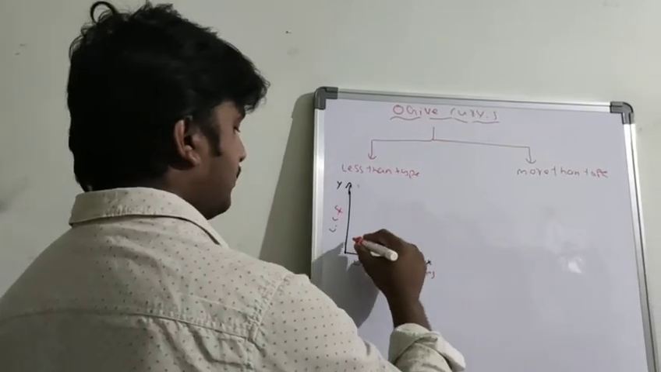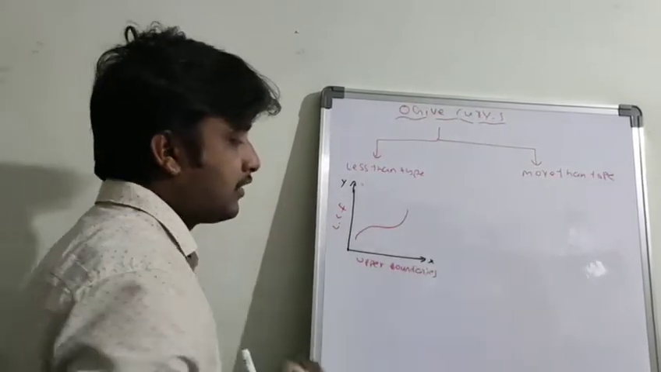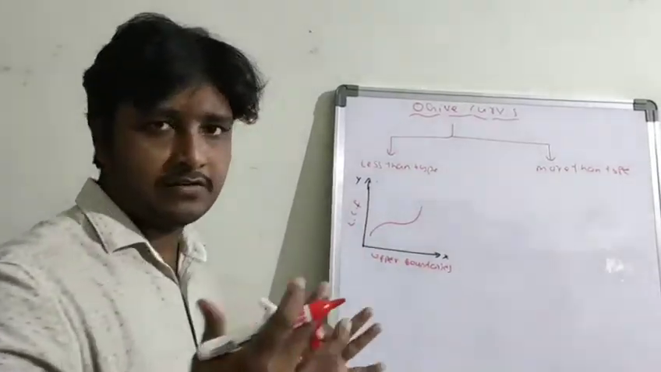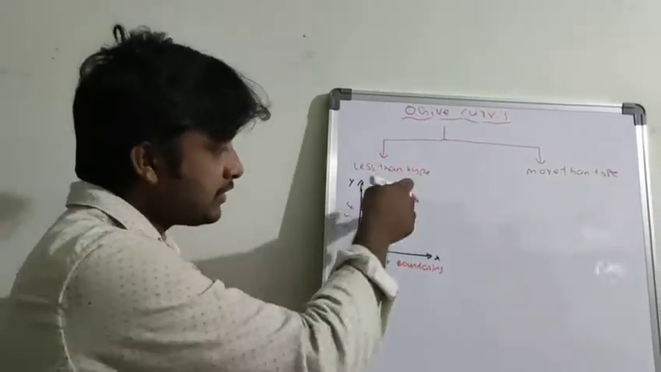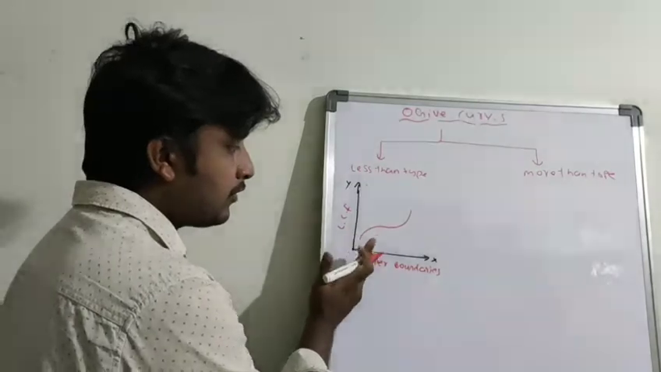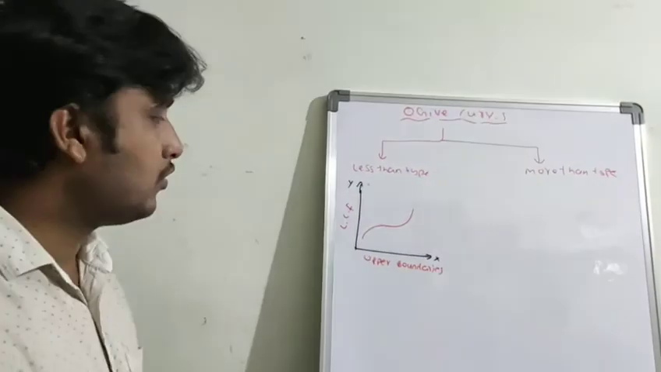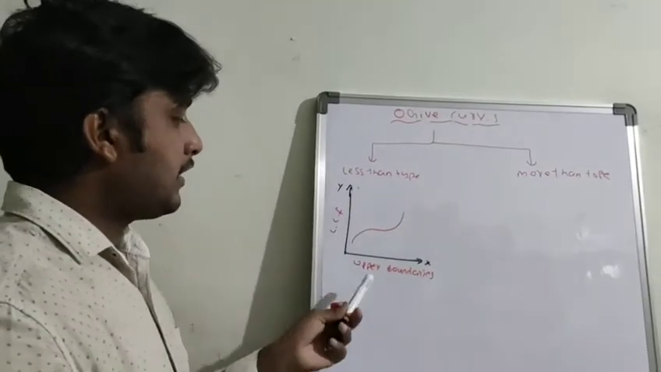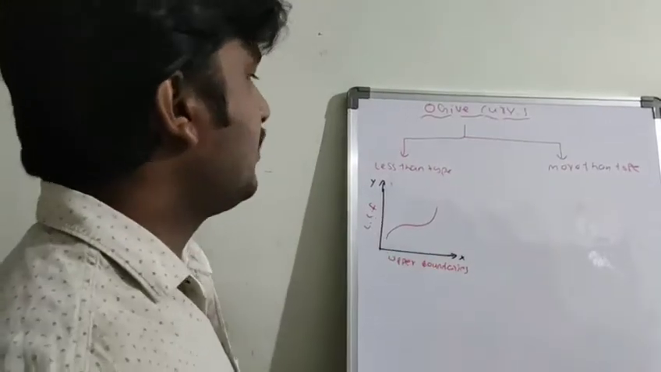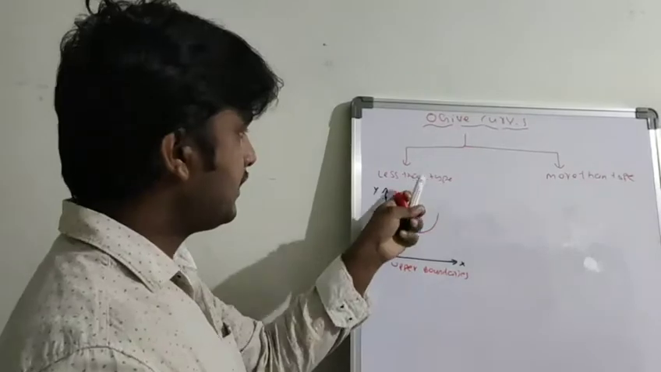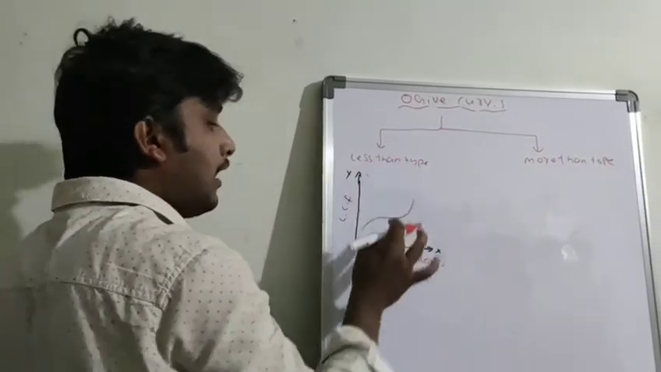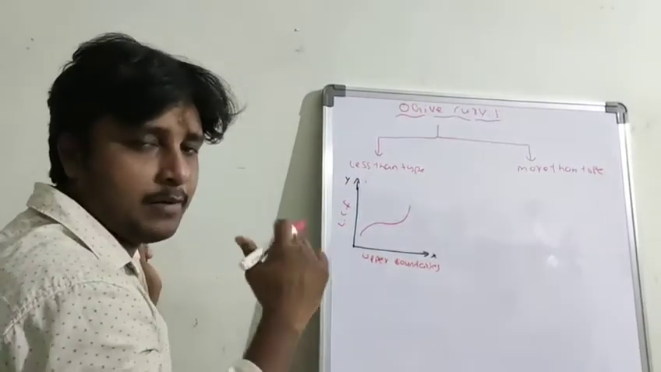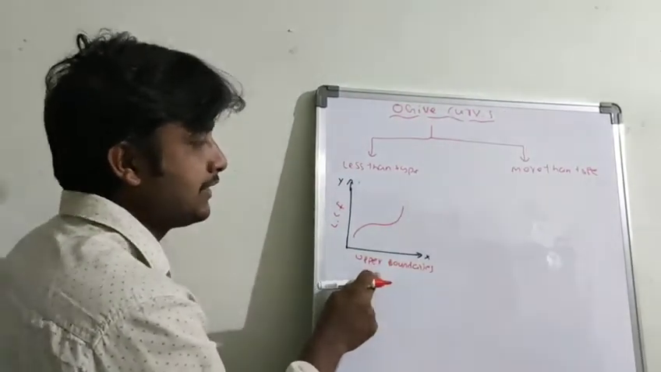The shape of the ogive curve is an S shape, a mix of concave and convex curves, going from down to above. So for the less than type, upper boundary is on the x-axis and less than cumulative frequencies on the y-axis. Less than means lower, and the opposite of lower is upper, so you take upper boundaries on the x-axis.